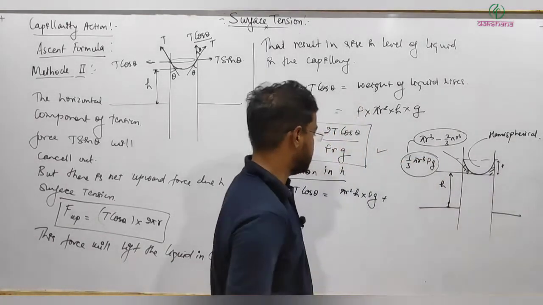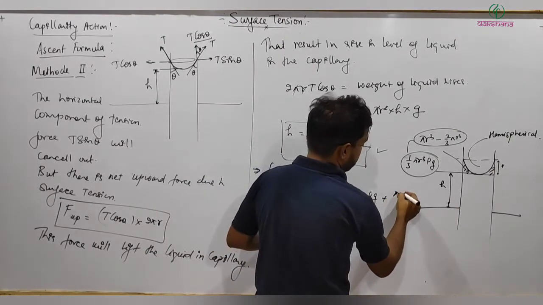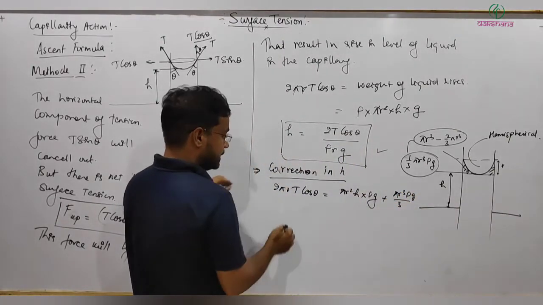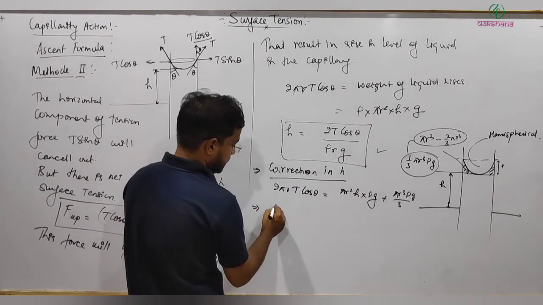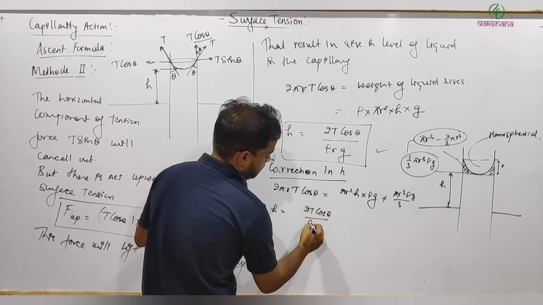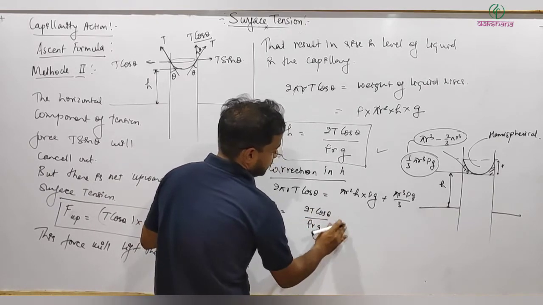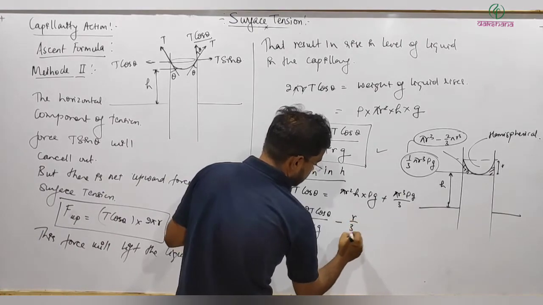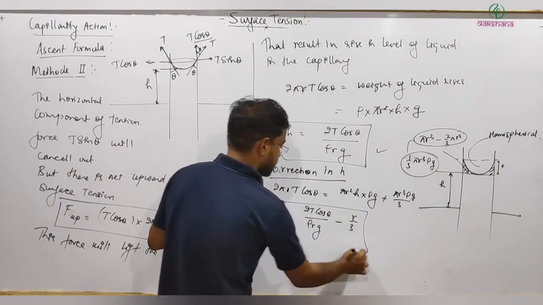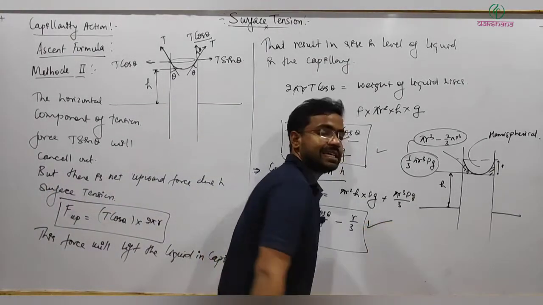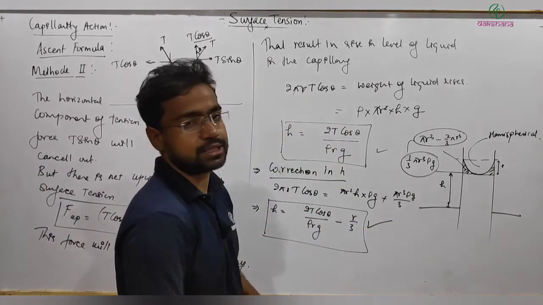So this weight must be added, so pi r cube rho g divided by 3, and now rearranging it and writing it, we are getting h is equal to 2T cos theta divided by rho r g, minus r by 3. This is the corrected and modified formula for height of ascent, or height h.